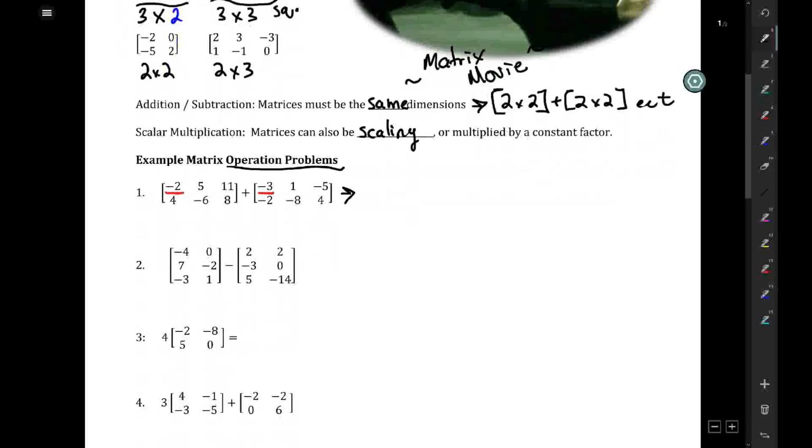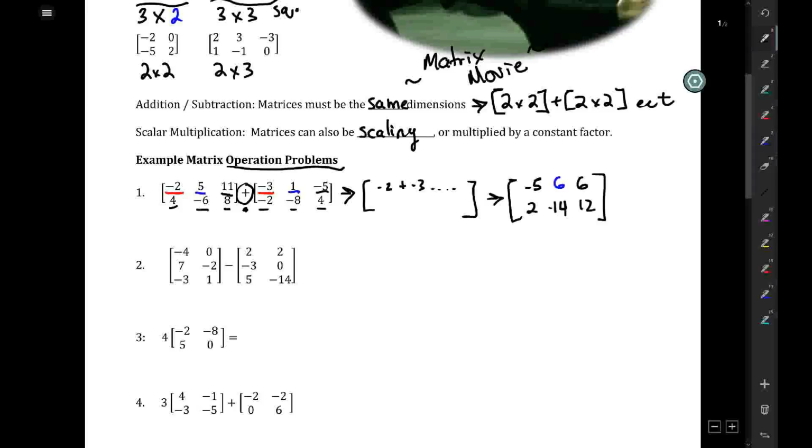Matrix addition, you're going to take the top left, okay, and add it to the top left. So it's going to be -2 plus -3. Oh my goodness, you're like, Mr. D, really? It's that easy? -2 plus -3 is -5. Okay, you'll take the next number, 5 plus 1. Well, that's 6. Okay, and so on. 11 and -5 is another 6. 4 and -2. Oh boy, 2. -6 plus -8, -14. And 8 plus 4, 12. That is all for matrix addition.